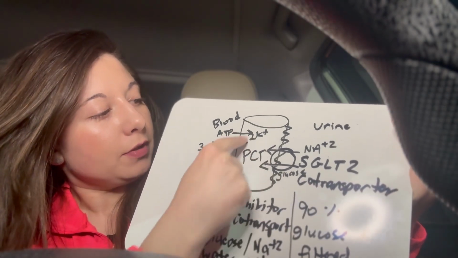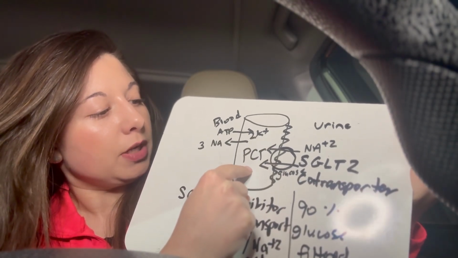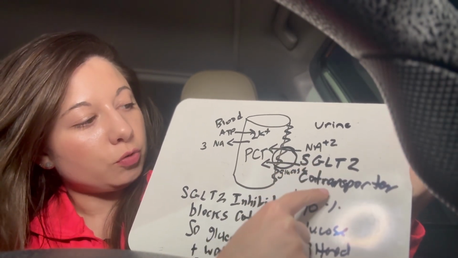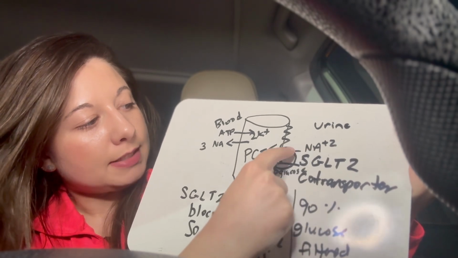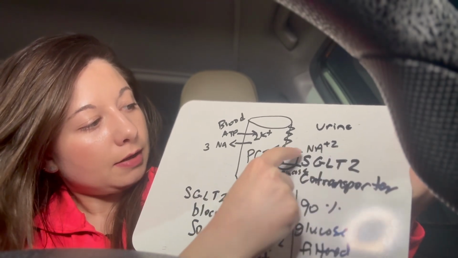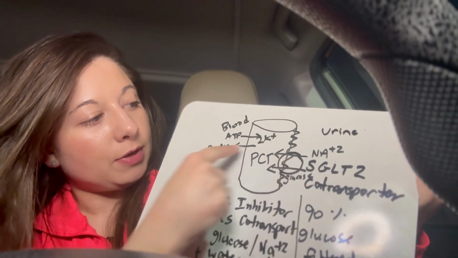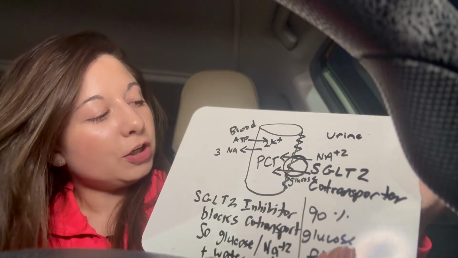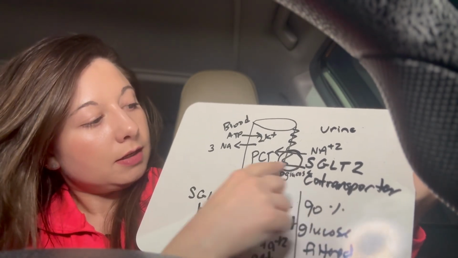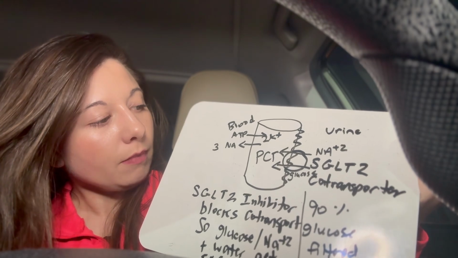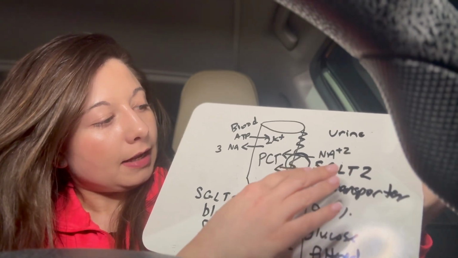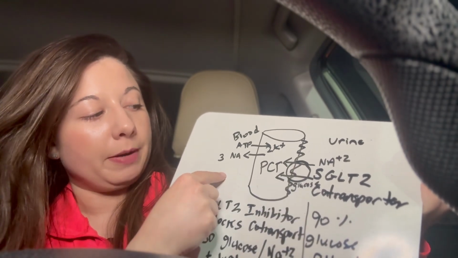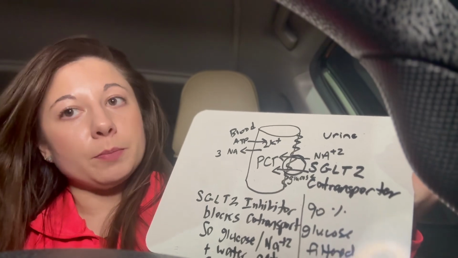So because you have this sodium gradient, where you have less sodium here than here, that allows this SGLT2 co-transporter to pump sodium down its concentration gradient from out here to inside the cell. And because of that, it provides energy to pump this glucose against its concentration gradient. And so as this happens, you get reabsorption of glucose and sodium into your bloodstream. So about 90% of glucose is absorbed this way.